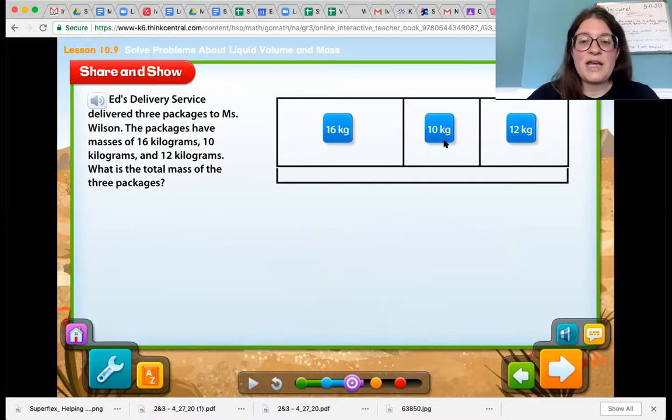But if we were going to add these numbers up, we could say 16 plus 10 is 26, and then plus another group of 10 would be 36. Adding 2 more on would be 37, 38. So the answer will be 38 kilograms.